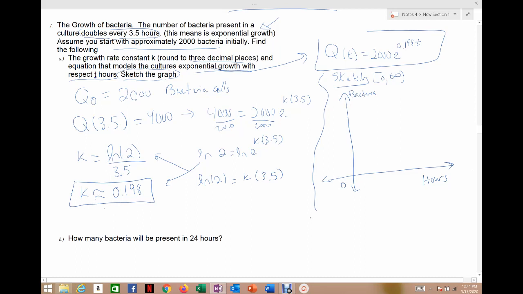And then always start at 0 and always label where we're starting. And I'm just going to mark it off. I'm going to just go here because I know I'm going to grow. So I'm going to mark it off fairly low. And so we're starting down here at 2,000 bacteria. And then we're going to grow.